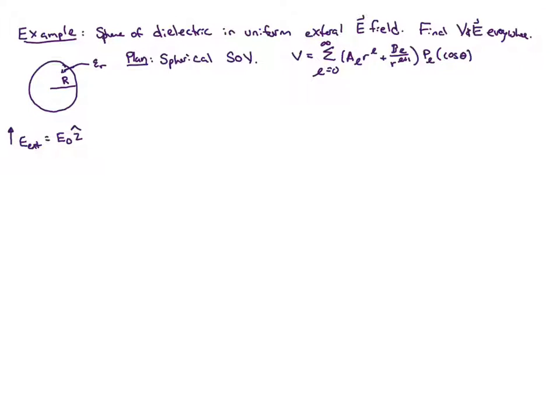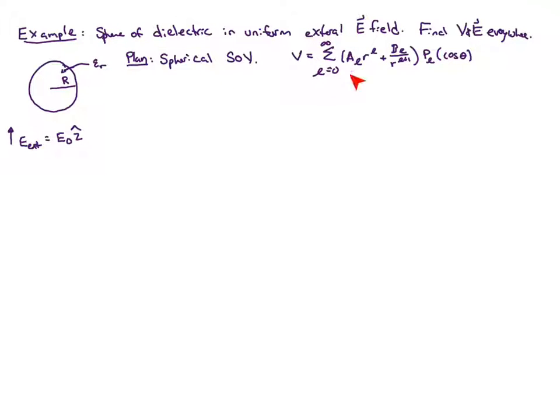So we have a mental picture of what's happening: when we put this in the electric field, the external field is going to polarize the dielectric. We're going to get some positive charges up here, negative charges down here. It's almost like a conductor, except instead of canceling the electric field inside, it's probably just going to reduce it. And this is a problem we can solve with spherical separation of variables.